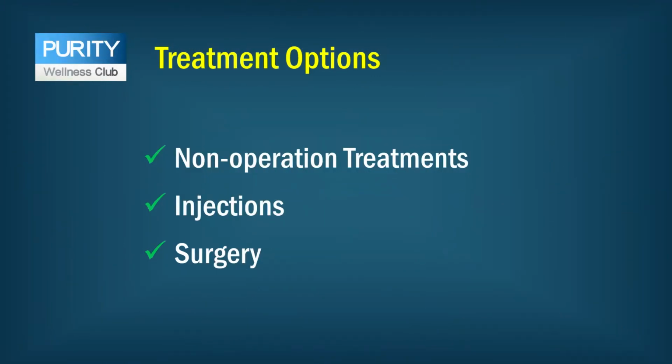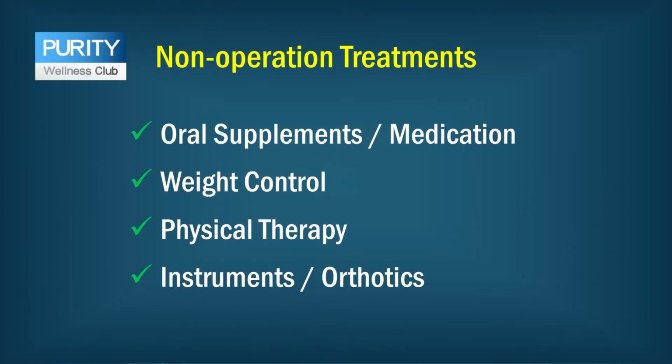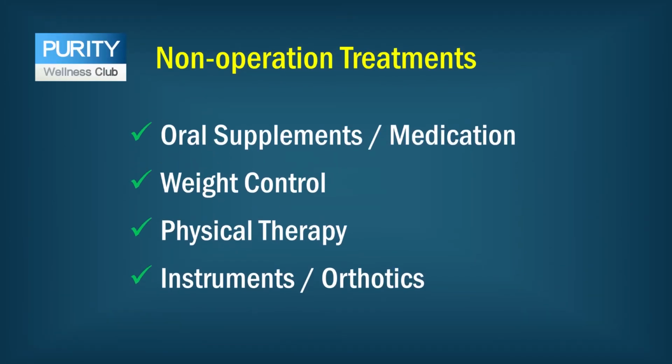So, when we have knee osteoarthritis, what can we do? There are mainly three categories of treatment options available. The first is non-operation treatment or conservative treatment. Second is injection. And the last one is surgery. There are a number of possibilities within non-operation treatments, such as oral supplements or medication, weight control, physical therapy, and the use of orthotics or instruments.